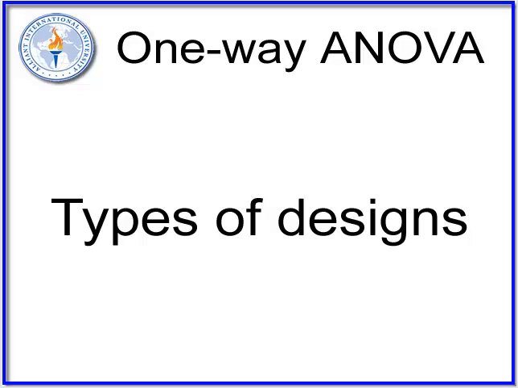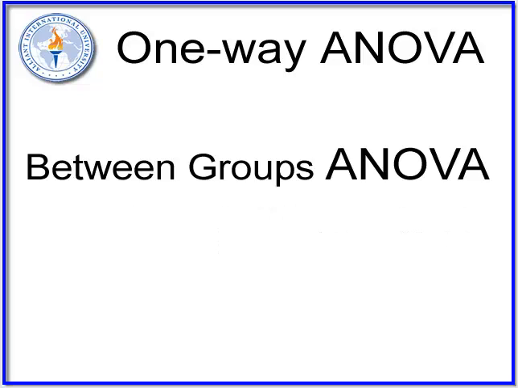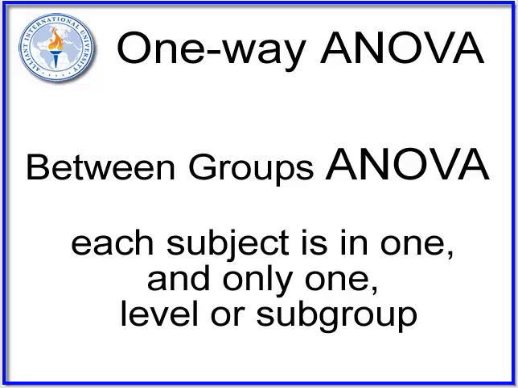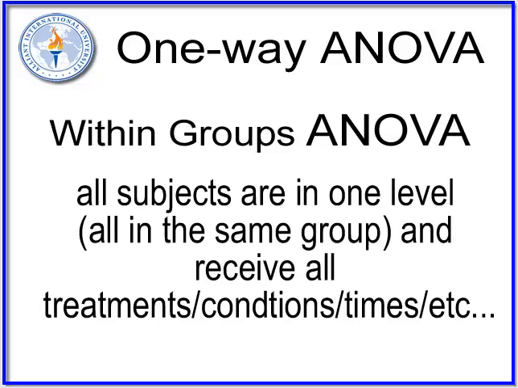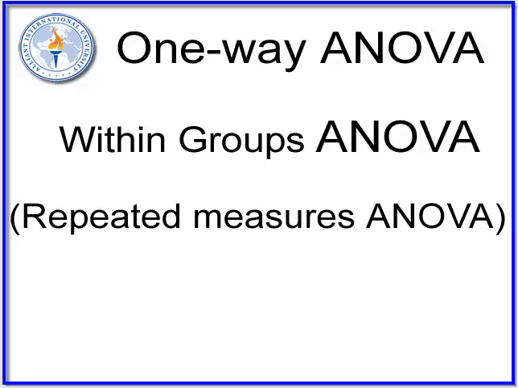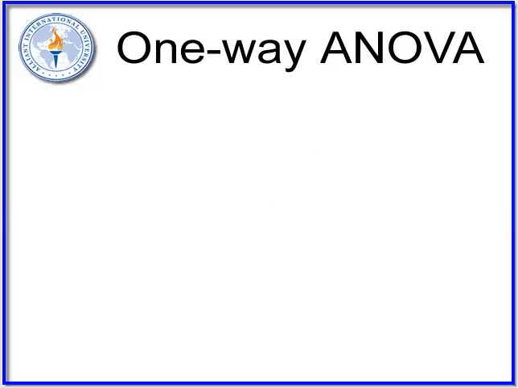So there's a couple of types of designs here. The main one is the between groups ANOVA, and that's where each subject is in one and only one level or subgroup. The other one is a within group ANOVA. All subjects are in the same level. Okay, there's just one big group, and everybody receives every treatment or condition, etc., etc. So that's a within group. Within group ANOVAs are also called repeated measures ANOVA. You guys didn't do those.